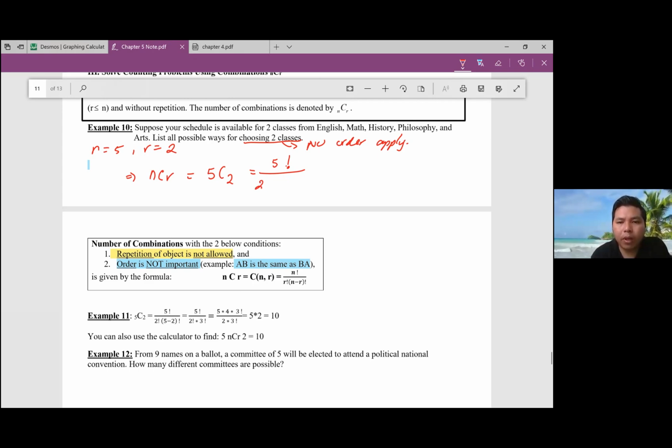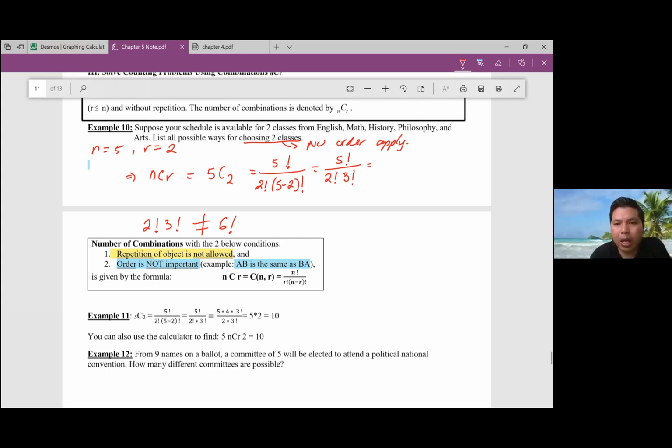All right. 2 factorial and then 5 minus 2 factorial. So that gives us 5 factorial over 2 factorial and then 3 factorial. So remember, 2 factorial times 3 factorial does not equal 6 factorial. A lot of students say, oh, we can just multiply 2 and 3, but the answer is no. So here's the reason why.